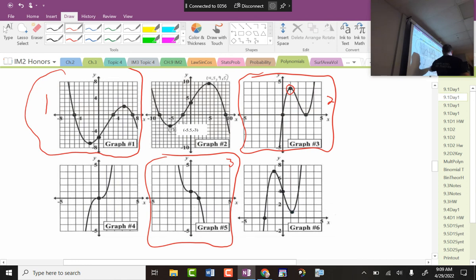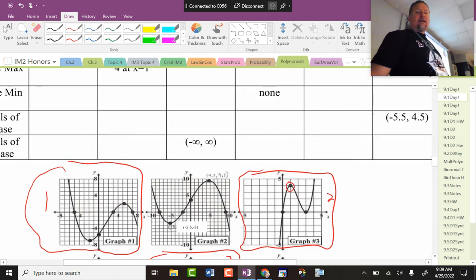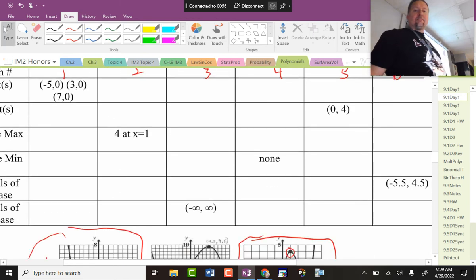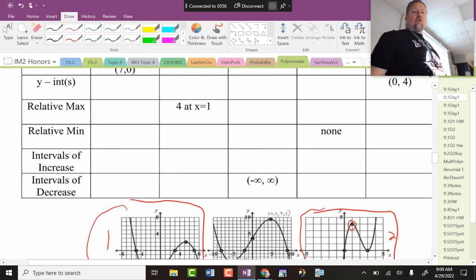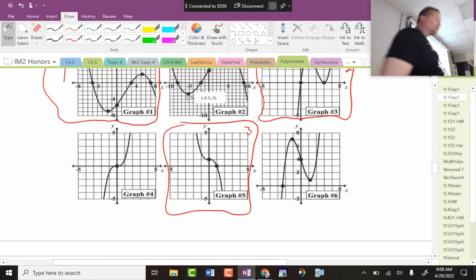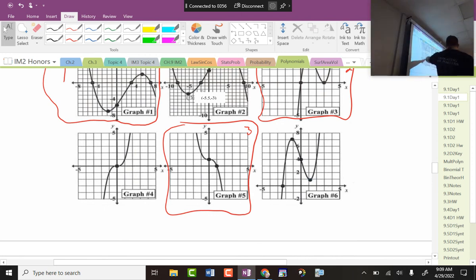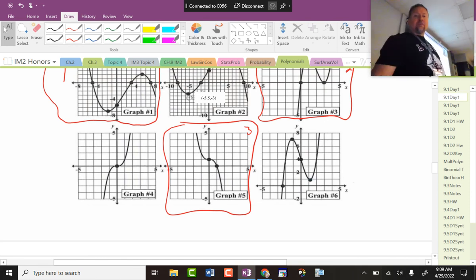This is just a point of inflection. So that means the next one has to be graph number 4. There is no relative minimum. This graph has no maximums or minimums. That's the parent x cubed, which doesn't have the roller coaster. So this is number 4's equation.